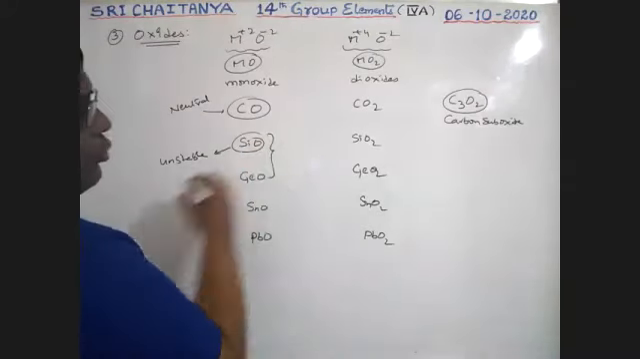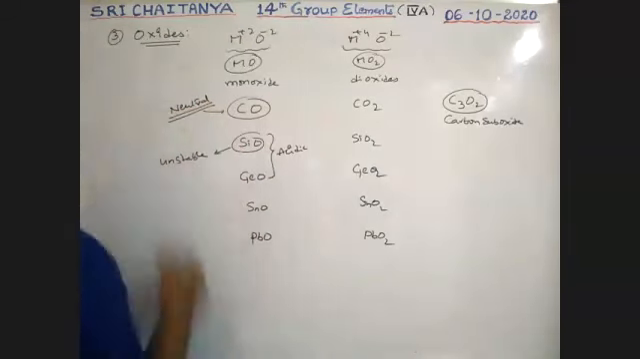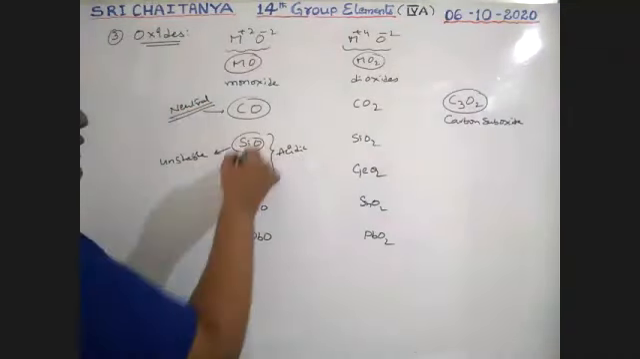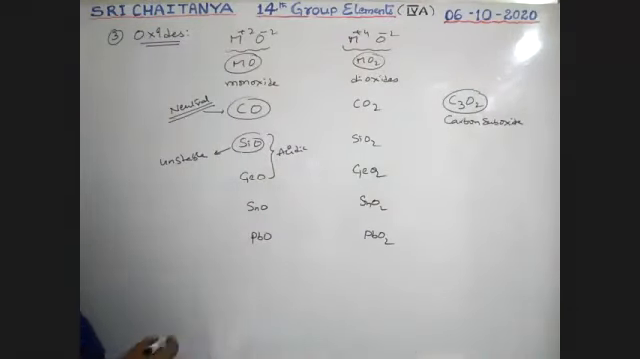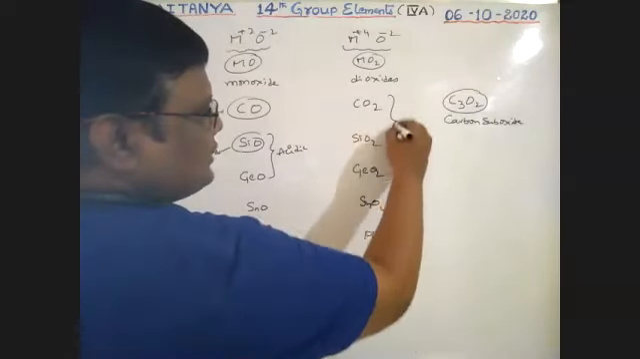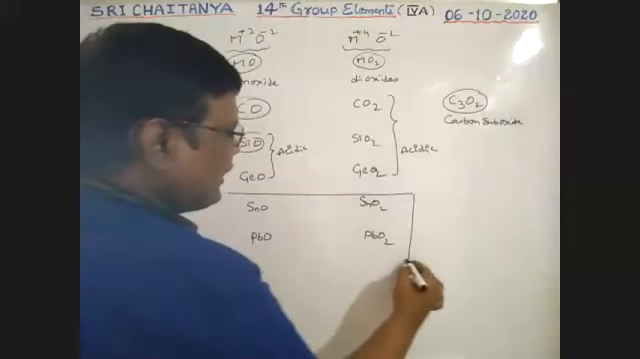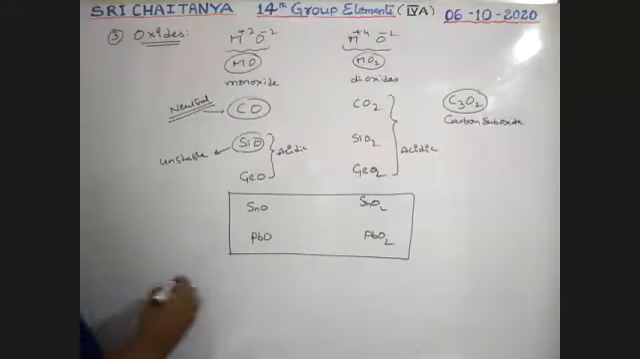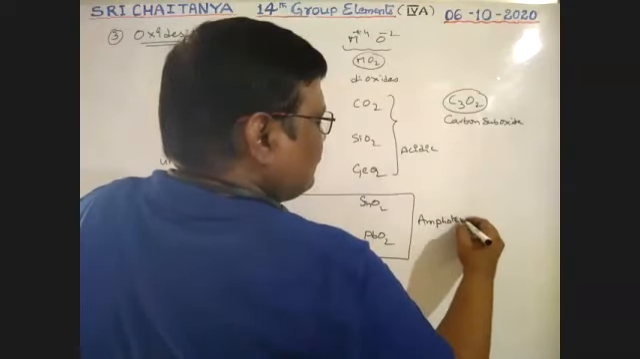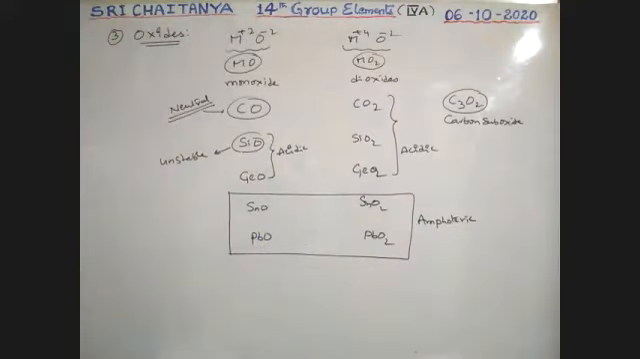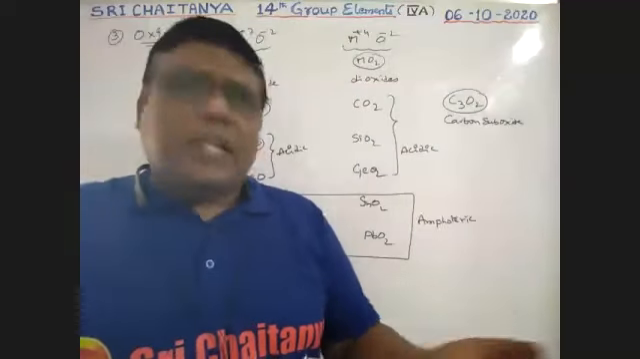Next, these two monoxides are acidic in nature. This is neutral in nature. Carbon monoxide is neutral. So silicon monoxide and germanium monoxide are acidic oxides. Next, these three oxides are acidic oxides. Next, these four oxides, monoxides and dioxides of tin and lead, are amphoteric in nature. That means from top to bottom, acidic nature decreases.